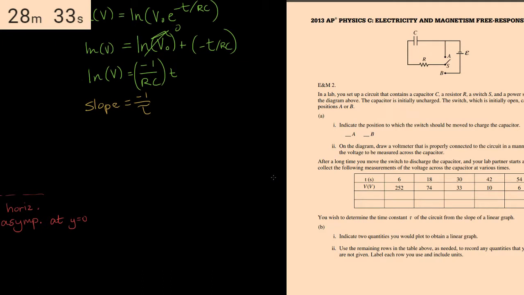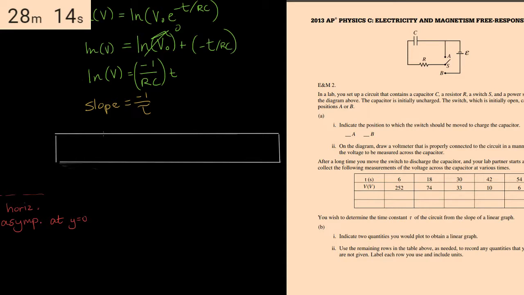Part 2 says use the remaining rows in the table above to record any quantities that you indicated that are not given. We indicated natural log of v, and they didn't give us natural log of v. So let's calculate natural log of v. Let me make a quick table here so that we can write our values down. We need 5 boxes, so I'll make 6 so we can indicate the original value. Whatever, I made too many.